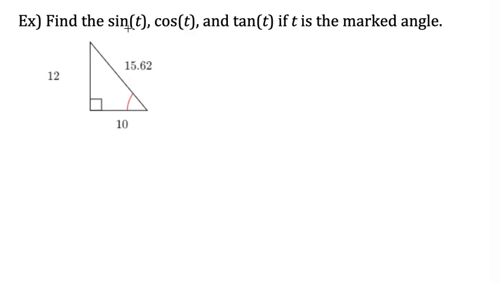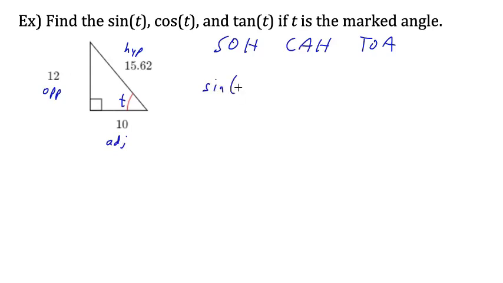Okay, let's find the sine of angle t, cosine of angle t, and tangent of angle t if t is the marked angle. So in other words, t is this angle right here that's marked. Okay, let's write down our little tool to help us remember which one is which. SOHCAHTOA. And from angle t, let's label our diagram here, starting with the hypotenuse. That's always across from the right angle. And from the perspective of angle t, the 12 is the opposite leg because it's on the opposite side. And the 10 is the adjacent leg.